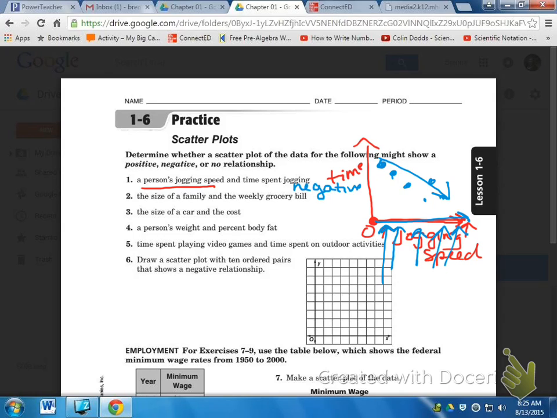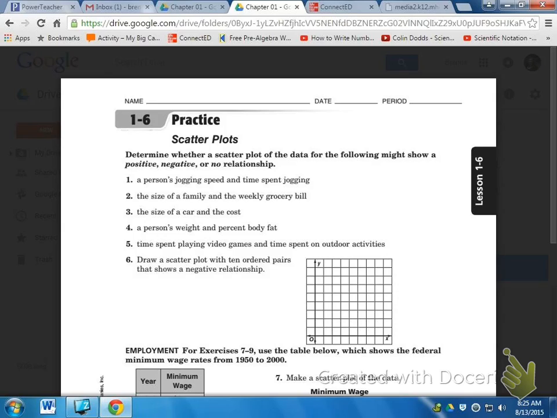Okay, so I got to erase all of this to get into number 2. So I want you to picture this. The size of a family. Okay, so this is the size of the family and the grocery bill. So remember, this corner is 0. If there's only 1 in your family, how much is your grocery bill, do you think? Tori? Rather low. Pretty low.